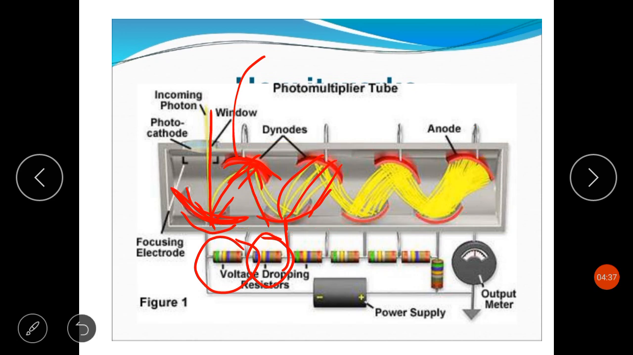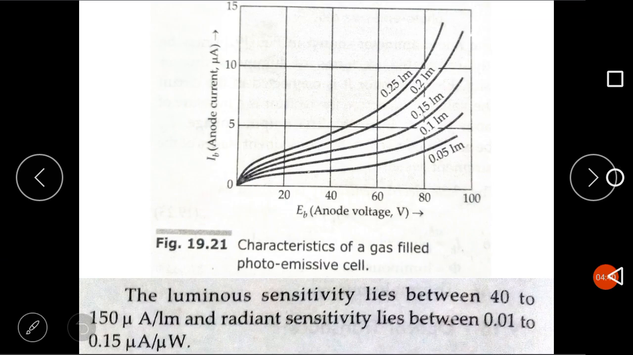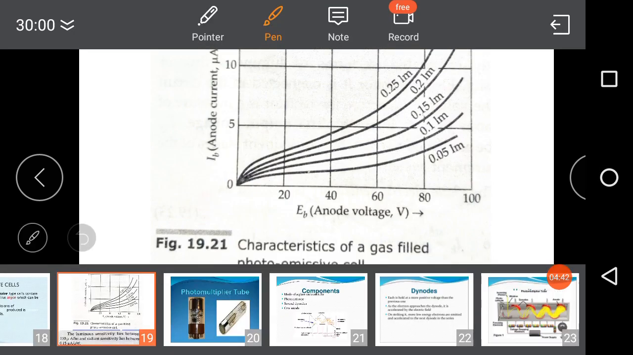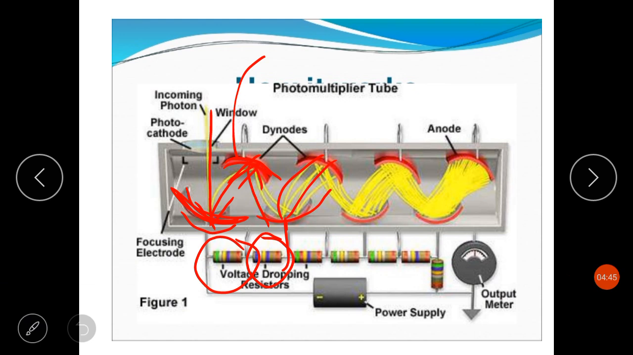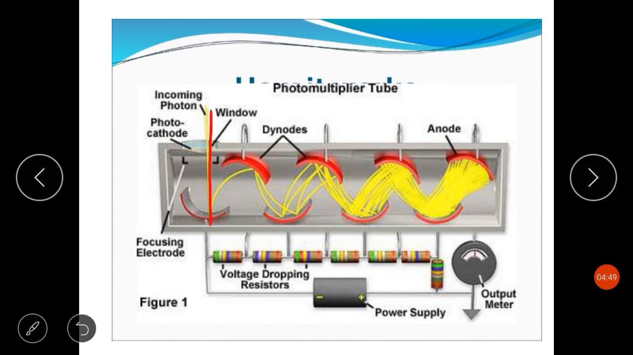Again I am repeating: initially, in the vacuum type photoemissive cell, there was only one cathode and only one anode, and there were no dynodes or intermediate electrodes present in those photoemissive cells. Whatever electron was emitted from the cathode because of the striking photon used to get collected by the anode, and the photoelectric current was due to that electron only.